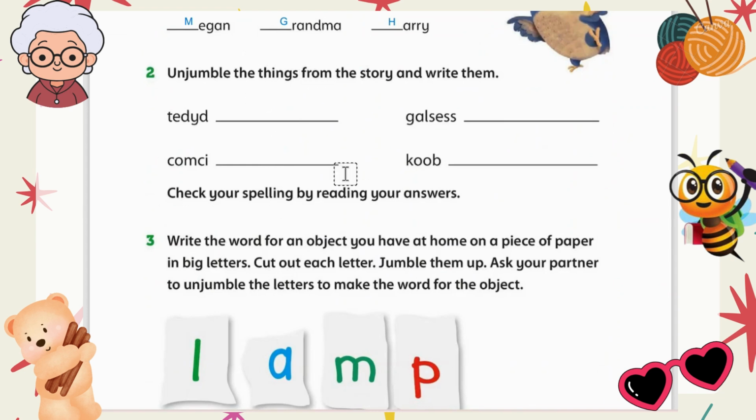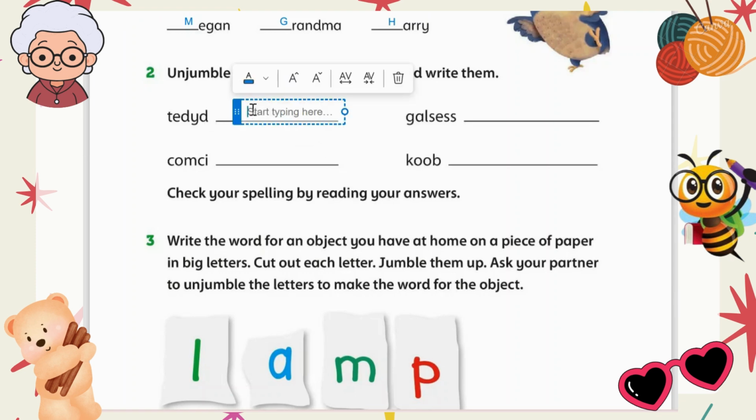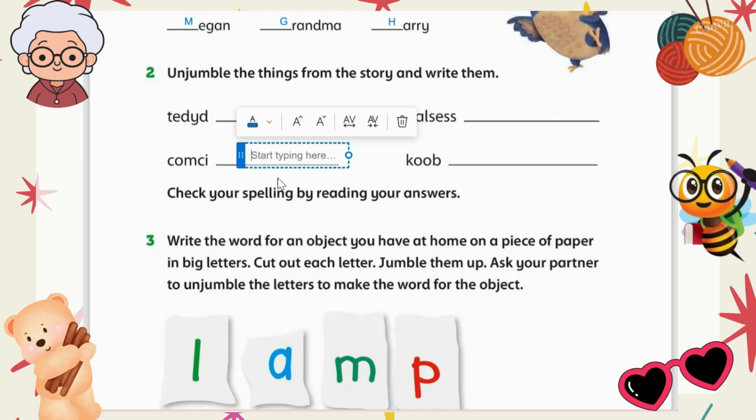Unjumble the things from the story and write them. So, what do you think these things are in the story? We have to write them. So, what is this word? TEDYD. You can go back to the story and look for the words that are familiar. So, the answer is Teddy. Teddy. Next word is comic.